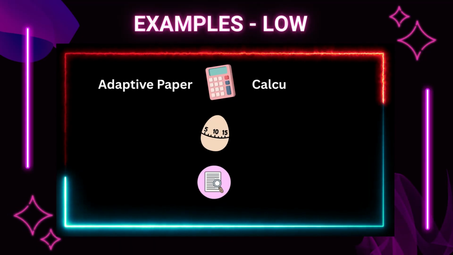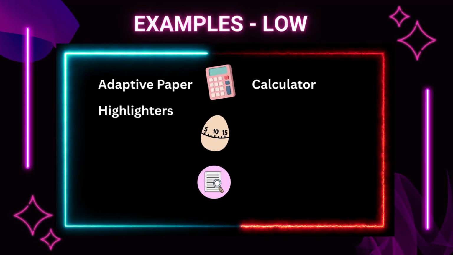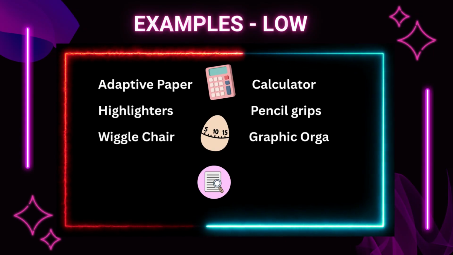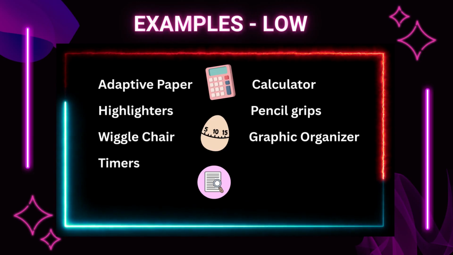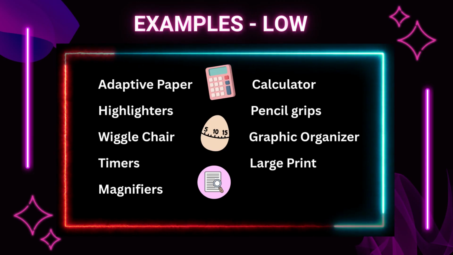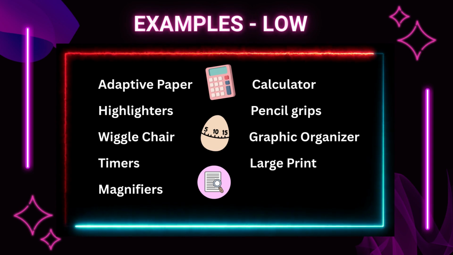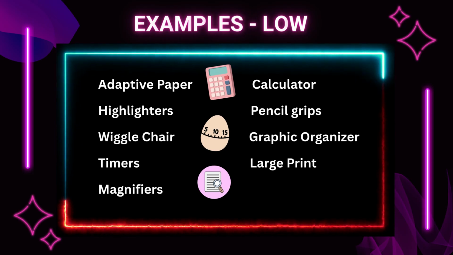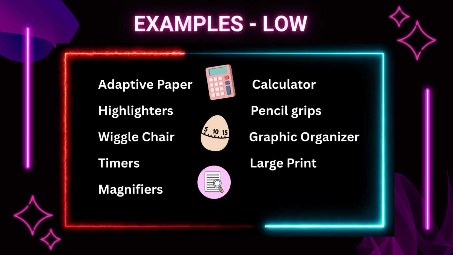Some examples for low-tech AT tools include things like adaptive paper, calculators, highlighters, pencil grips, wiggle chairs, graphic organizers, timers, large print materials, and magnifiers. These seem simple, but they can dramatically improve independence of our kiddos who are struggling in school.